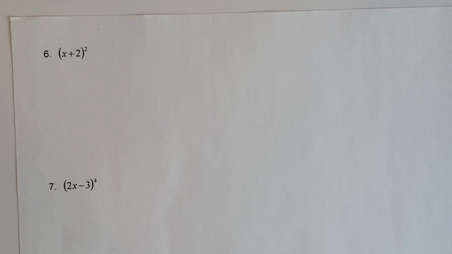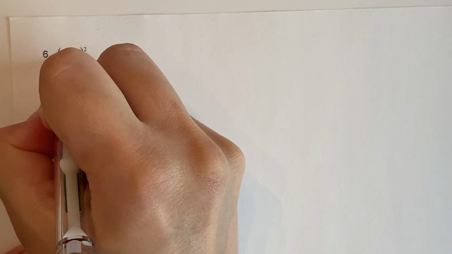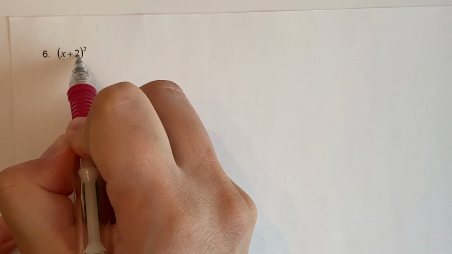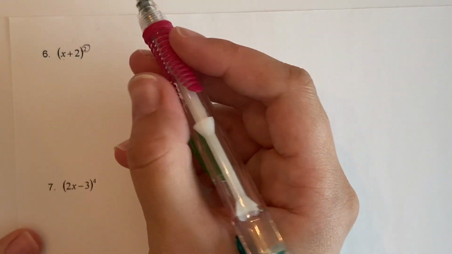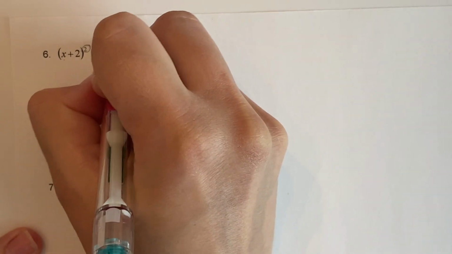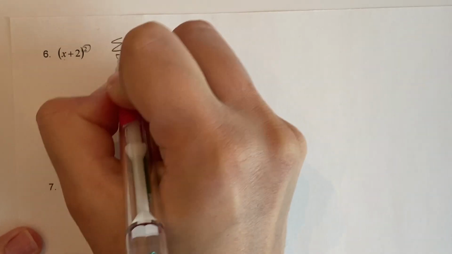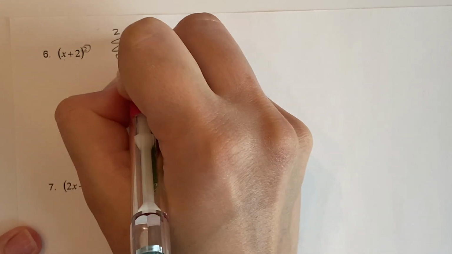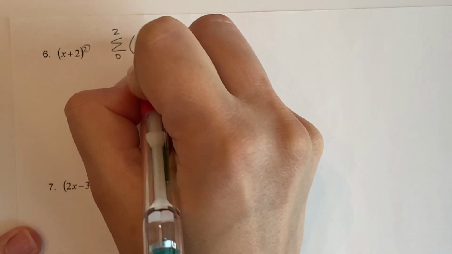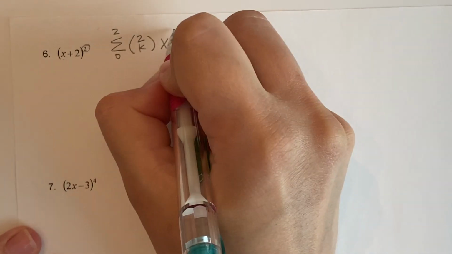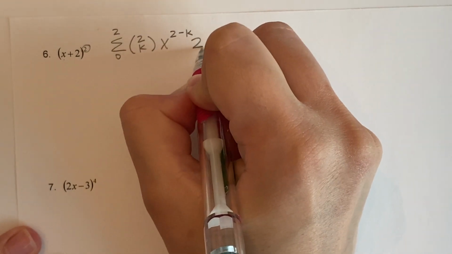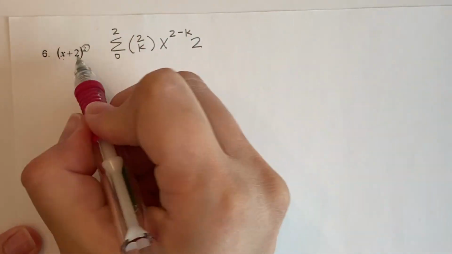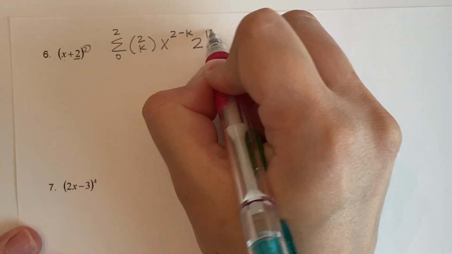So kind of like what we just did with that A and B, but here is our A and here is our B. And then the biggest value that we want is 2. So I'm going to be doing from 0 to 2, x, and I'll do the 2 minus k, and then 2 is my next number right here, and that'll just be the k.